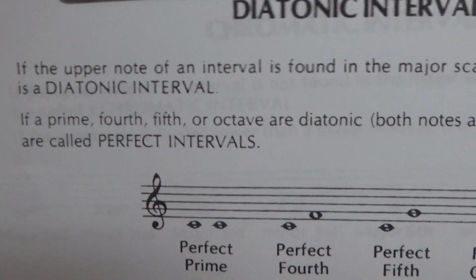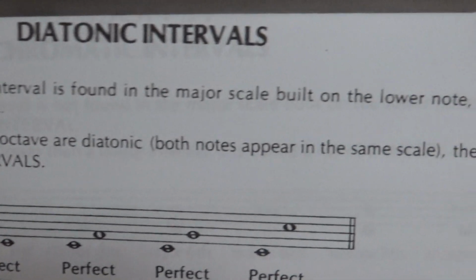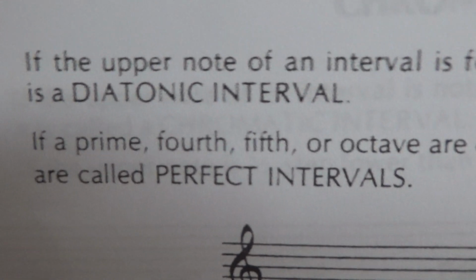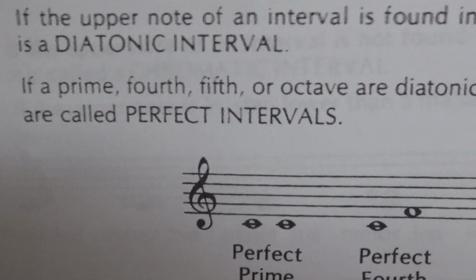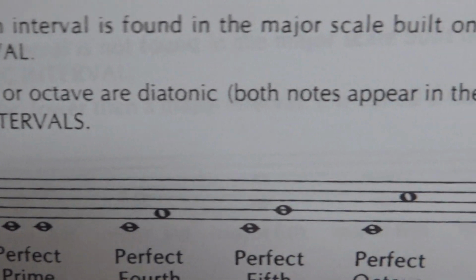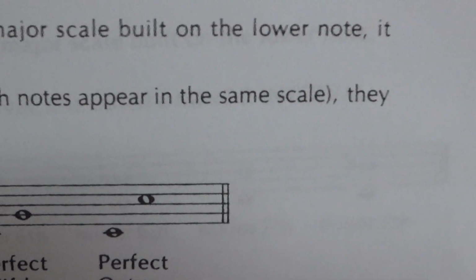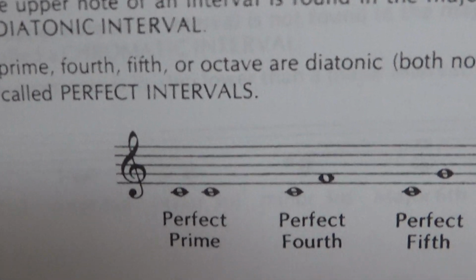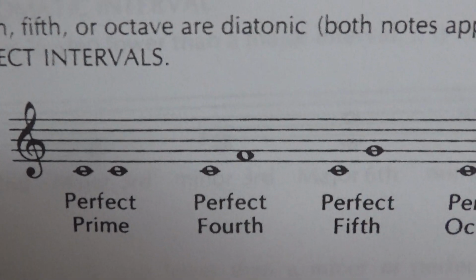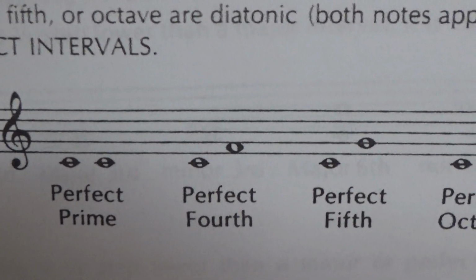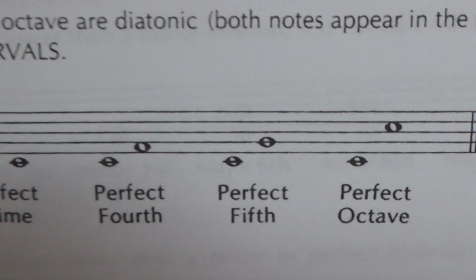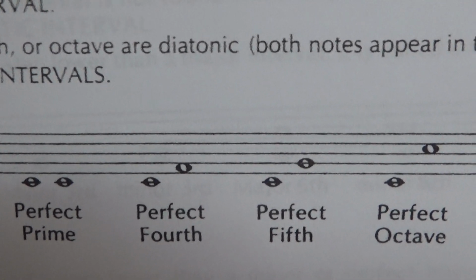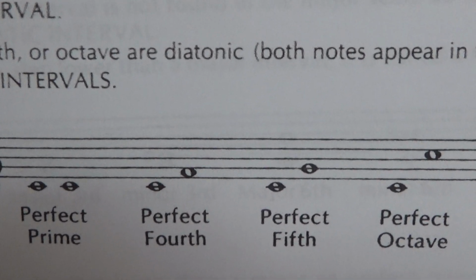If the upper note of an interval is found in the major scale built on the lower note, it's called a diatonic interval. If a prime, fourth, fifth, or octave are diatonic, both notes appear in the same scale. They're called perfect intervals. So it's the perfect prime, perfect fourth, perfect fifth, and perfect octave. So that's a type of interval.